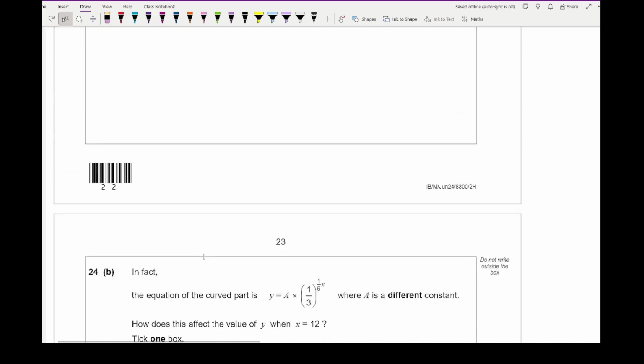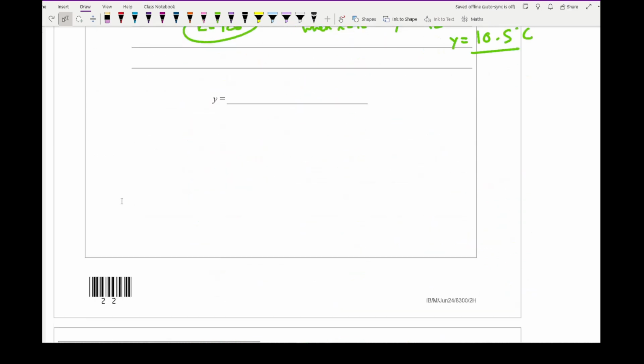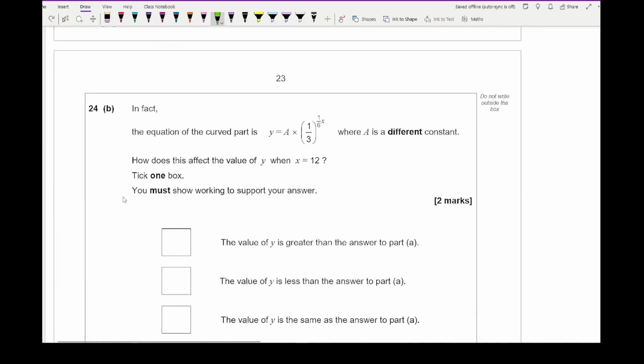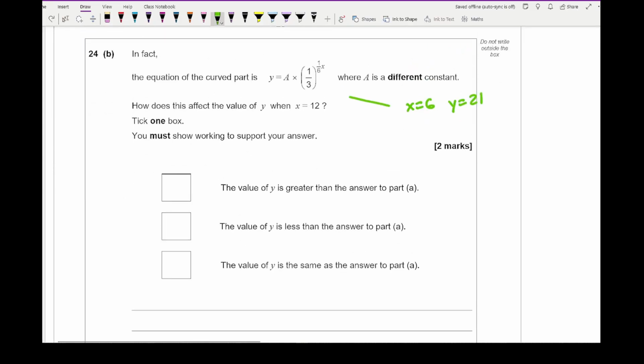Now, for this particular question, if I go back to the graph, we've got that coordinate of 6, 21. So when x equals 6, y equals 21. So let me just quickly write that here. x equals 6, y equals 21. And if we substitute that into this equation, what do we get? Well, we get 21 equals a times 1/3 to the power of 1/6 times 6.